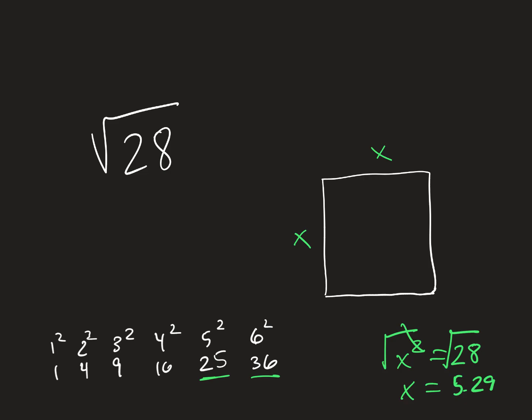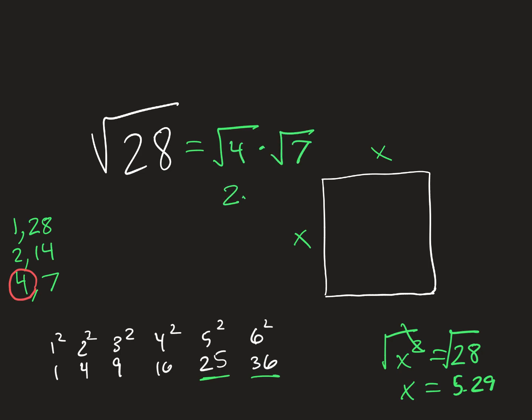But what I want to do is use my perfect squares over here. So I know my factors of 28 are 1 and 28, 2 and 14, and 4 and 7. Well, for me, the only one that has a perfect square in it is 4 and 7. So the square root of 28 can be rewritten as the square root of 4 times the square root of 7. We know the square root of 4 is 2, so the answer is 2 times the square root of 7, or 2 roots of 7. If you do in your calculator the calculation 2 times the square root of 7, that of course will be equivalent to 5.29. There are different ways of writing the same thing.